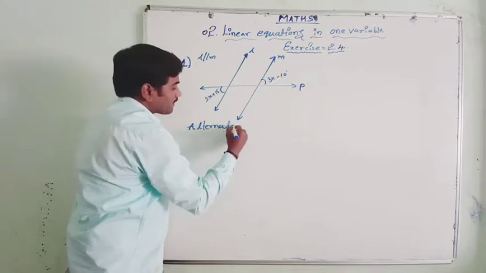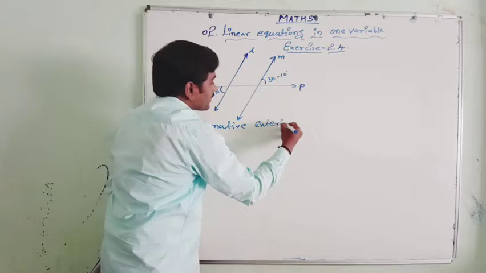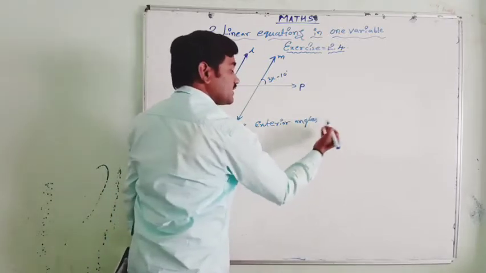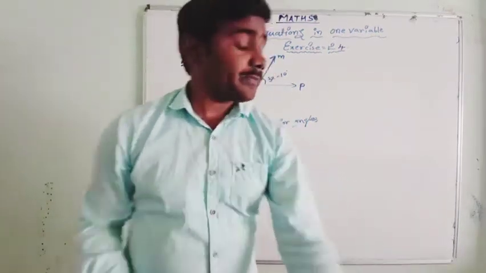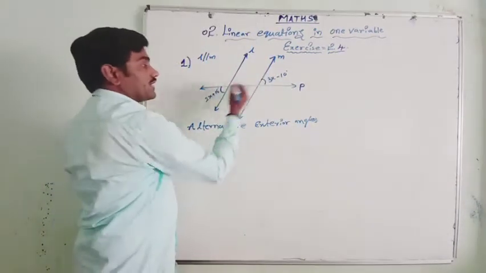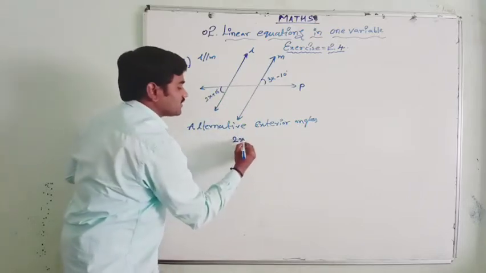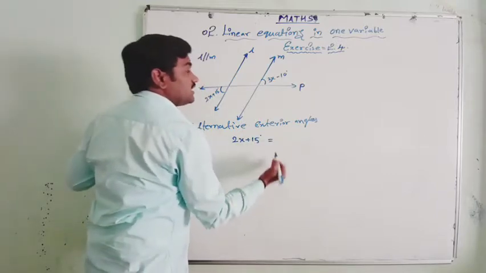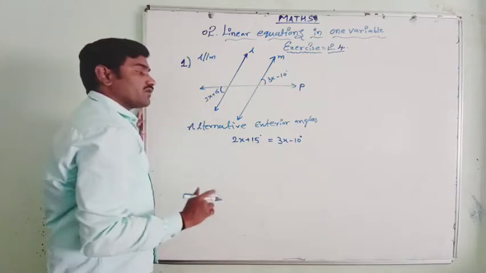these two angles are known as alternate exterior angles, and they are always equal. Yes. So alternate interior angles and alternate exterior angles, these two are the alternate exterior angles. They will always be equal. So the given angle 2x plus 15 degrees is equal to 3x minus 10 degrees. So what do we do?